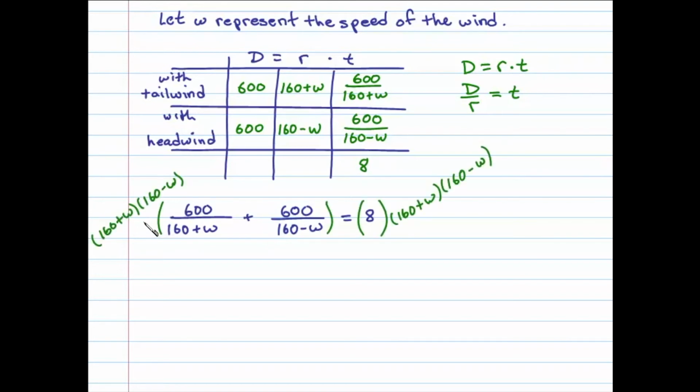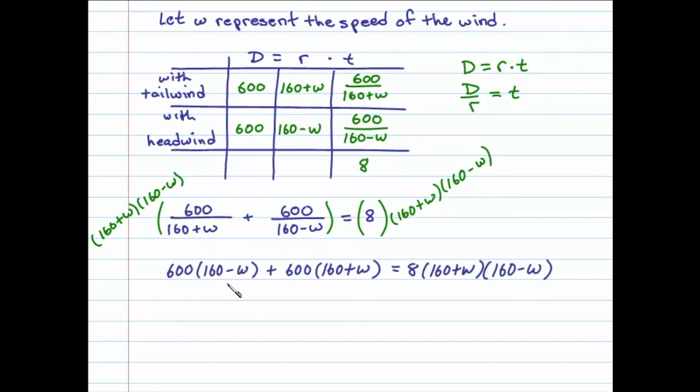Now here we can see that multiplying by the LCD requires us to apply the distributive property here on the left side. For this first term, the 160 plus W will cancel and we'll be left with 600 times 160 minus W. Now multiplying times the second term, we can see the 160 minus W will cancel, and that'll leave us with plus 600 times 160 plus W. On the right, nothing cancels. And so we have this.